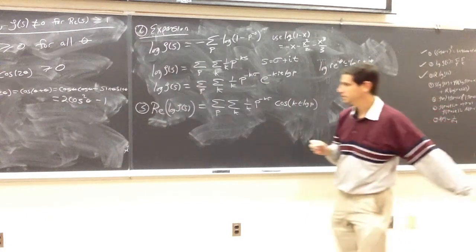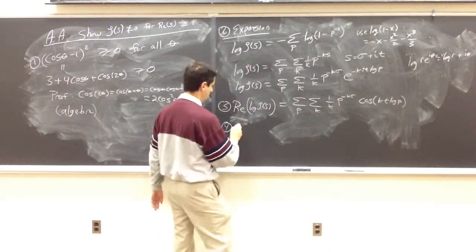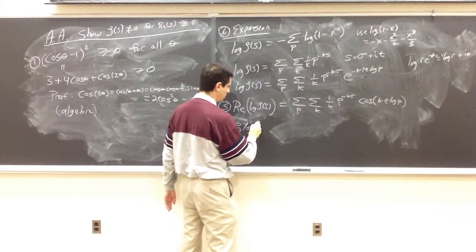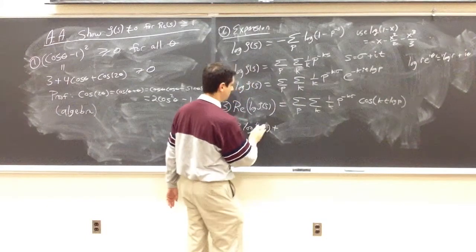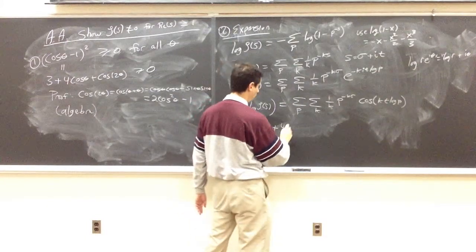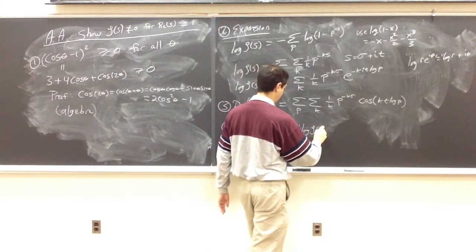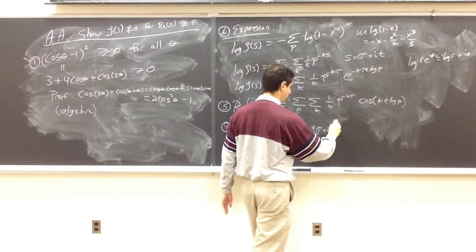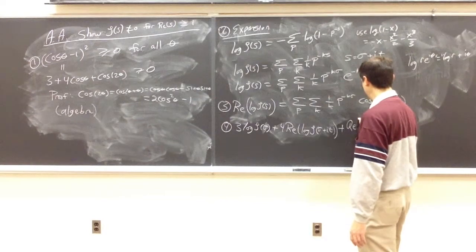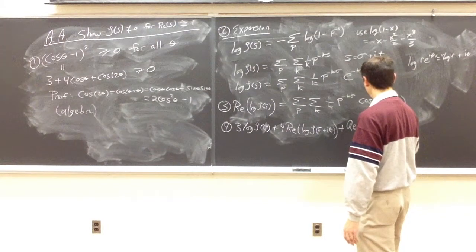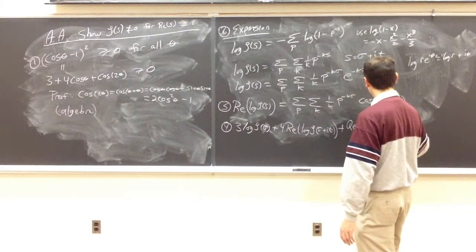All right, now the next thing is we can look at the following combination. 3 log zeta of sigma, let's do sigma, plus 4 times the real part of log zeta of sigma plus it, plus the real part of the log of zeta of sigma plus 2it.